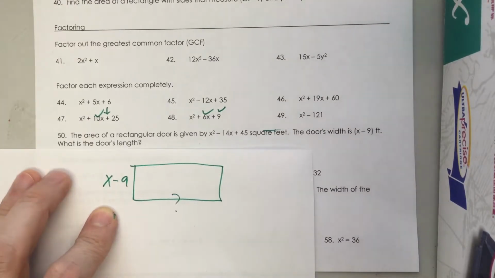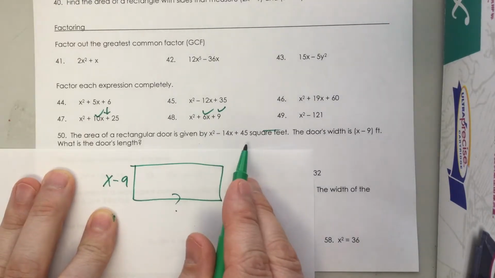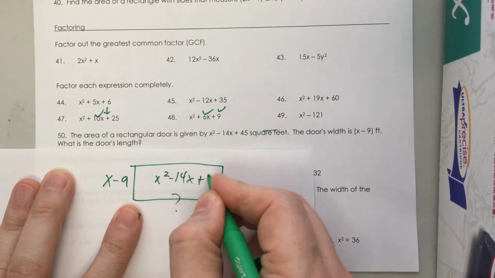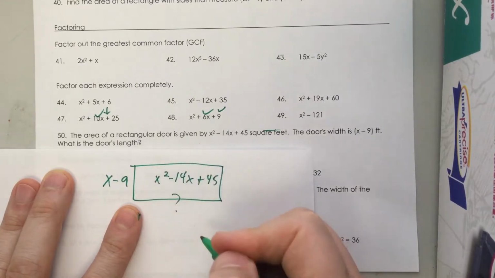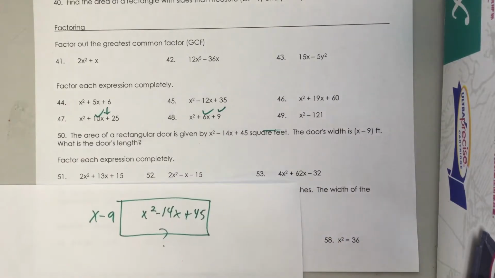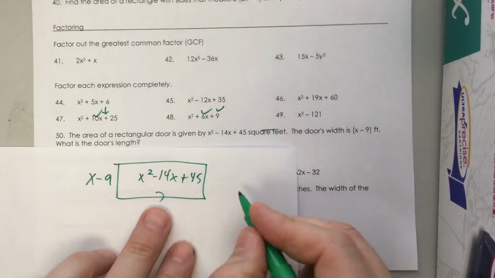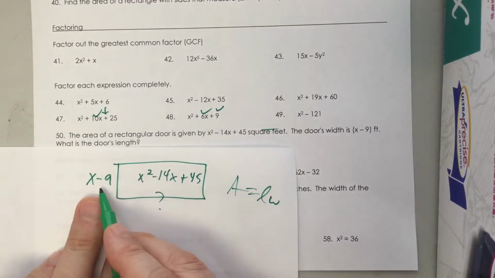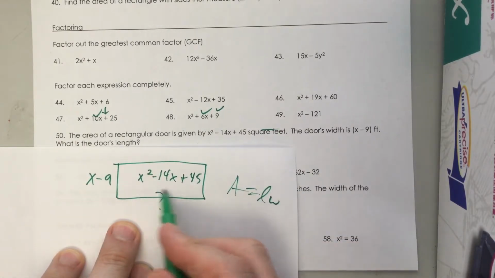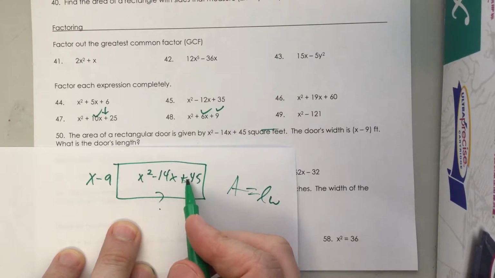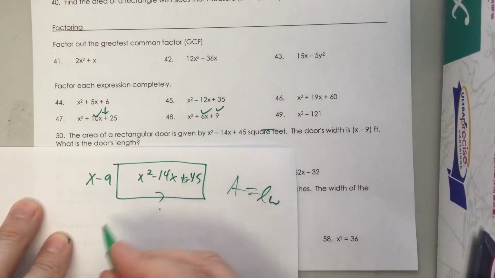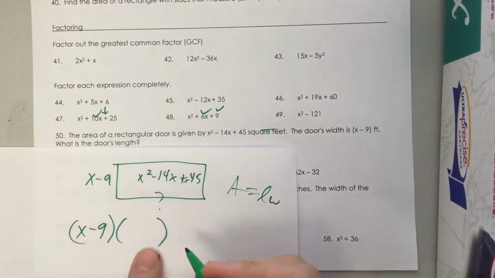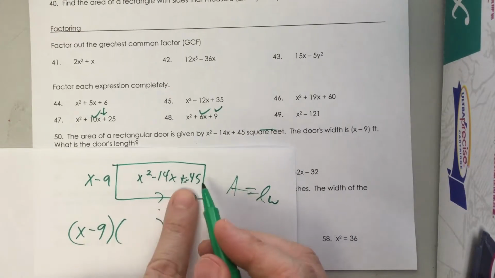So here's the thing. We know the area. The area is x squared minus 14x plus 45. That's all the inside area. How do you find the area of a rectangle? That's what you have to remember. Area of a rectangle is just length times width. So this times something gives us this. That's all there is to it. It's almost like saying this times something gives us this.